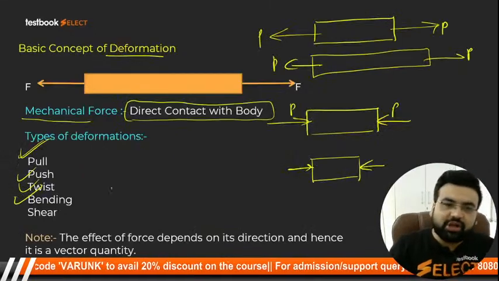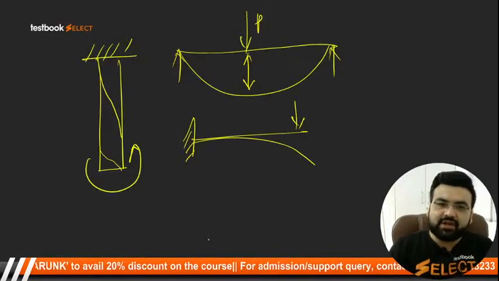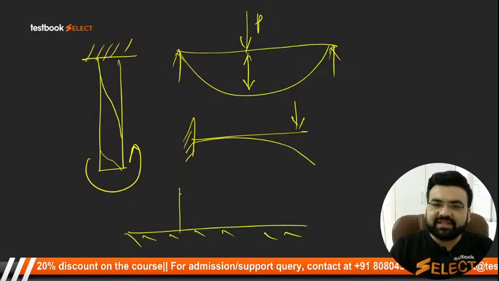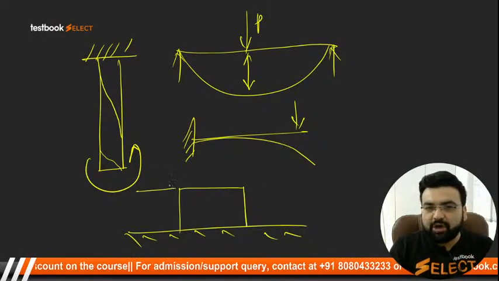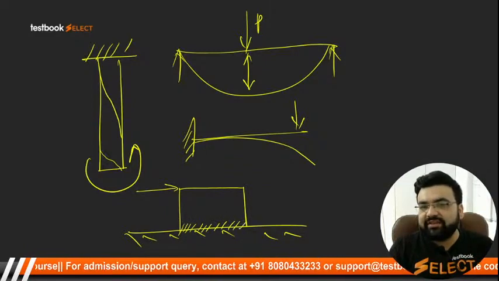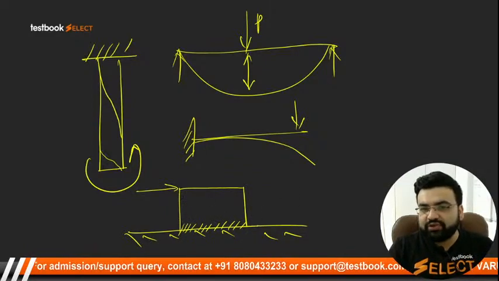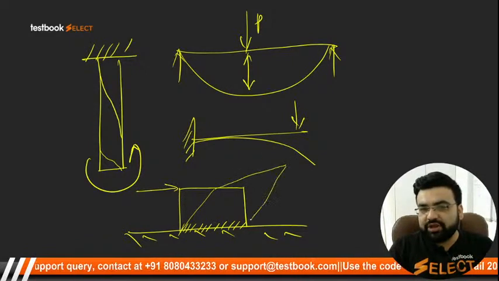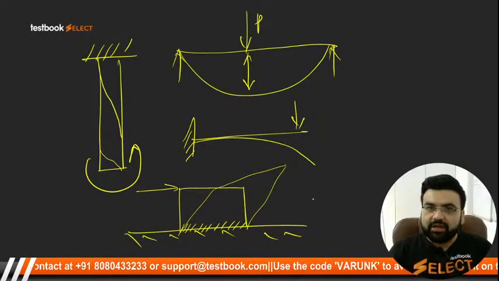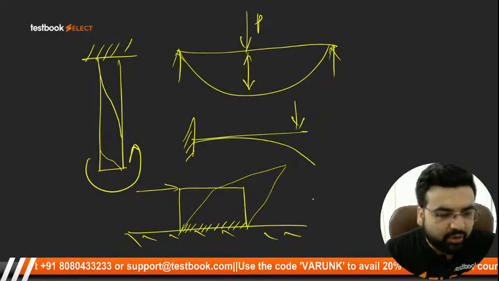Apart from it, you can also have a shear. Shear stands for, students, for example, this is a rigid surface. On this rigid surface, there is a block, and if you apply a force on this block here, and let us say the block is completely welded with the floor, if you apply a force it is going to deform like this. So this is what the shear is. Clear? So different types of deformation can happen.